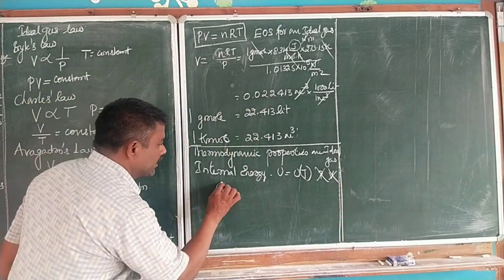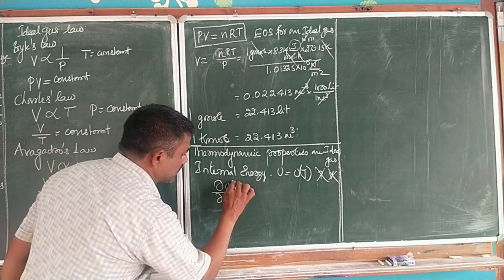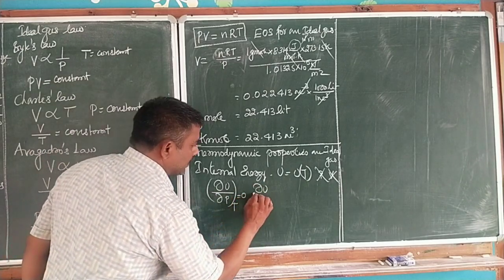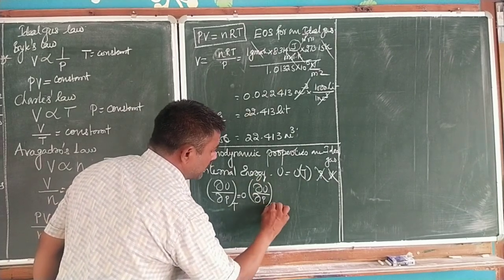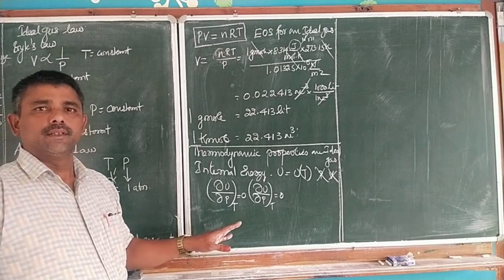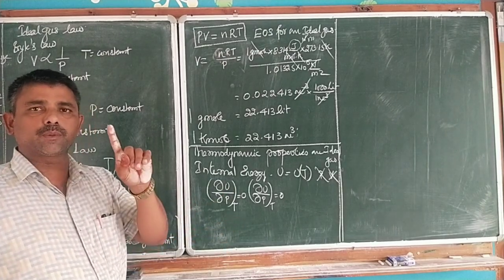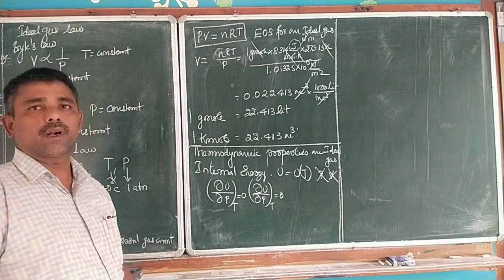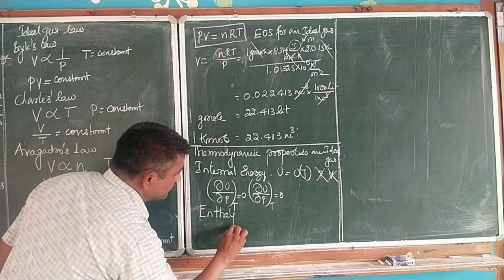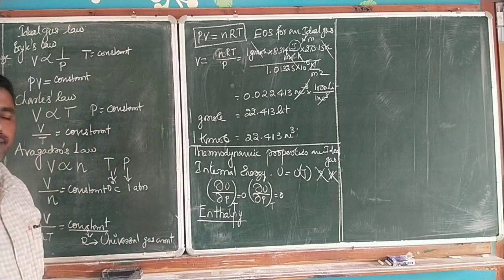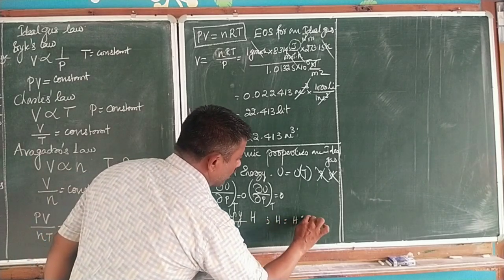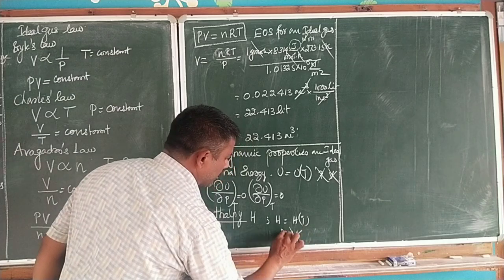So I can write like this: the change in internal energy with respect to volume at constant temperature is equal to 0. Similarly, the change in internal energy with respect to pressure at constant temperature is equal to 0. Clear? Internal energy of an ideal gas changes only with respect to temperature. It is independent of pressure and volume. Next point, enthalpy. Similar to internal energy, enthalpy is a function of temperature alone. It is independent of pressure and volume.